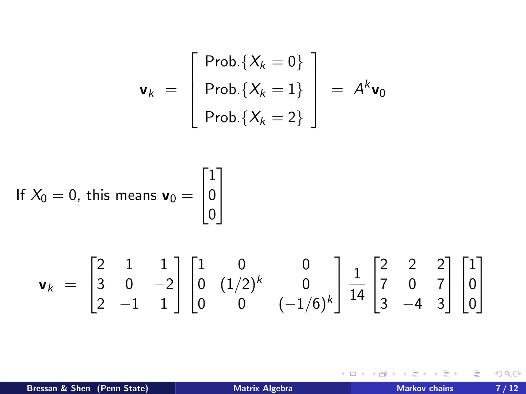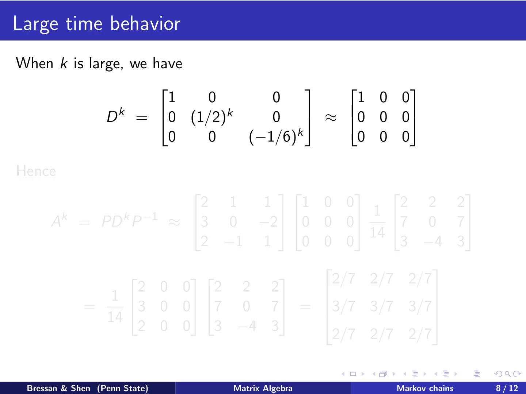And then we can just use the formula. Vk would be P, then D to the power k, then P inverse, and this is V0. So we can carry out this product and find out what Vk is. What is interesting here is the so-called large time behavior. That is, when k is large, when we let this Markov chain process go on for a long time, what would be the long time behavior?